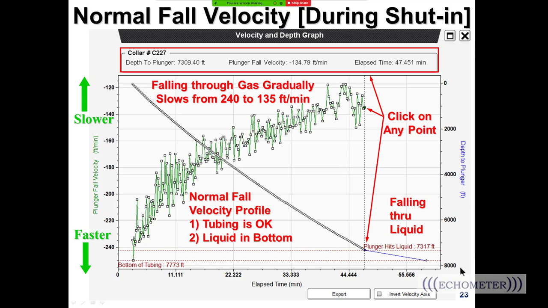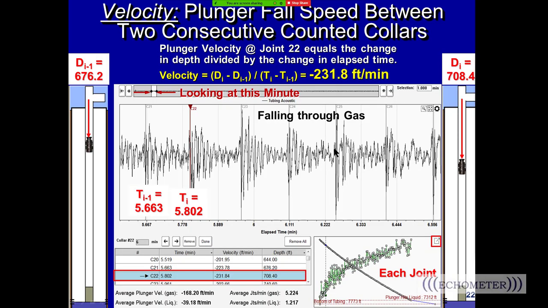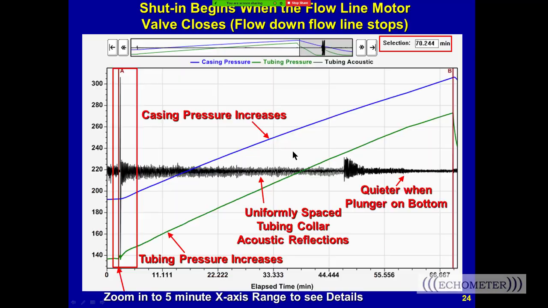So here's the depth scale. Here's the velocity scale. You can click on any point and it shows that point up on the top, and it rotates the table back to that point. So if you click on that point and go back to this table, you'd be at that point in the table.